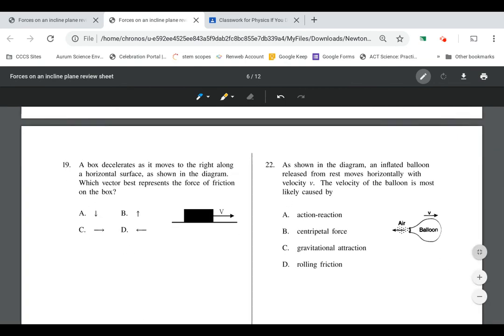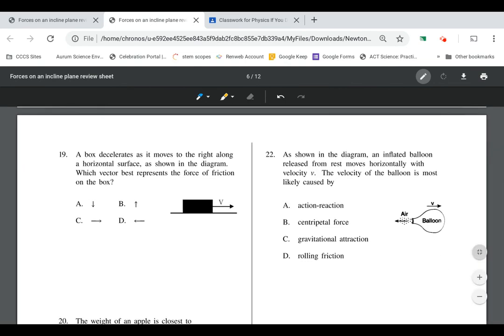Number 19. A box decelerates as it moves to the right along a horizontal surface, as shown in the diagram. Which vector best represents the force of friction on the block? This is the direction of the motion. And this is the opposite direction of the motion, which is the frictional force.